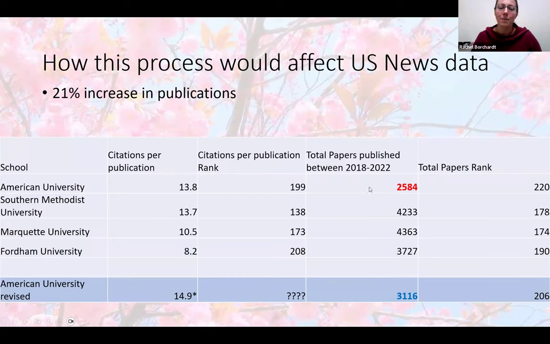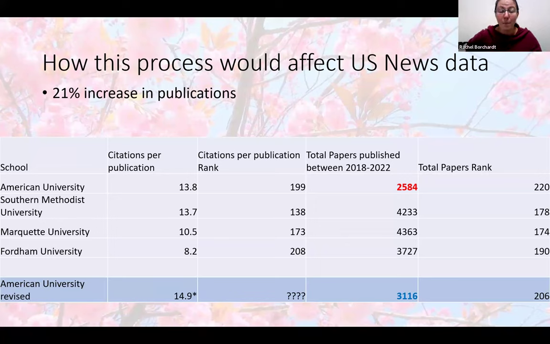Woohoo! So instead of our original 2,584 papers, that last column at the bottom is what the revision would look like. You can see in the very right-hand column, our total rank of papers would not have changed that much, from 220 to 206, not significant movement. I also pulled the average citations per all of those publications, and it rose from 13.8 to 14.9, but I do have an asterisk there because I'm pulling them several months after US News. US News probably pulled these 6 to 9 months ago.